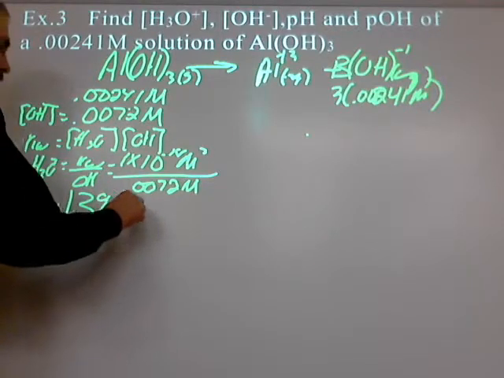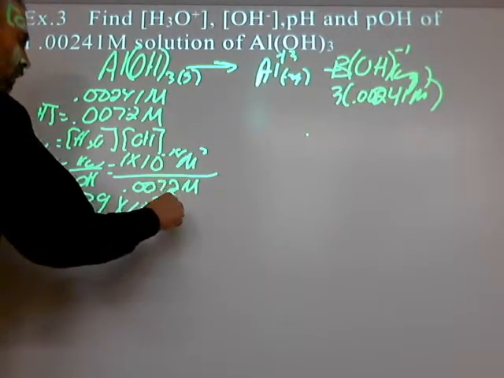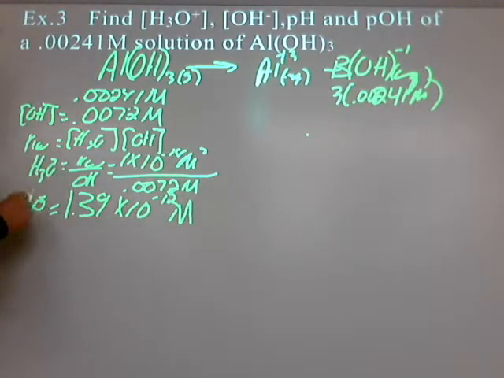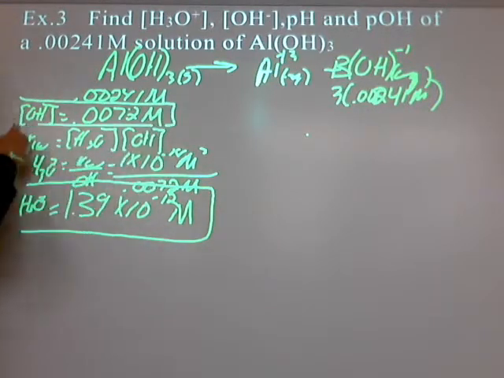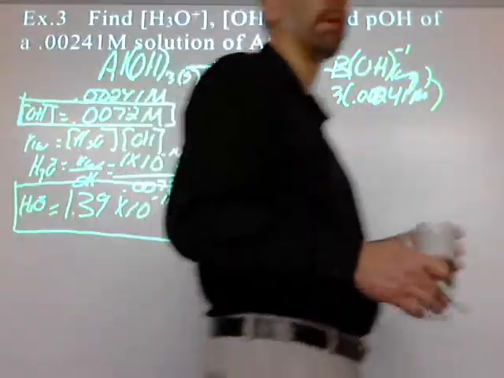So what do you got for the answer for the hydronium? 1.39 times 10 to the negative 12. All right. So there's your hydronium. That's correct. Is that right? Everybody else get that? Okay. If that's your hydronium and that's your hydroxide, I know 2 of my 4 answers. Next thing I'm going to do is find my pH.